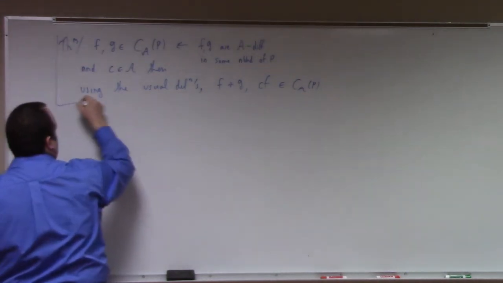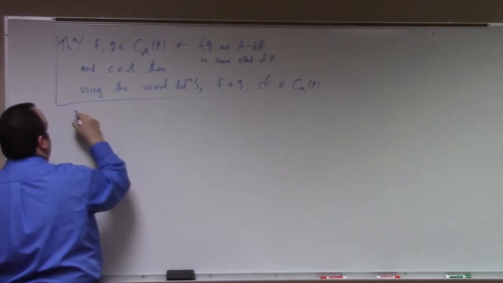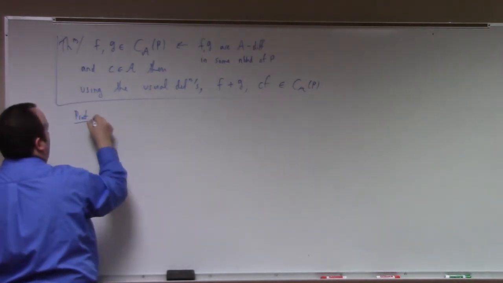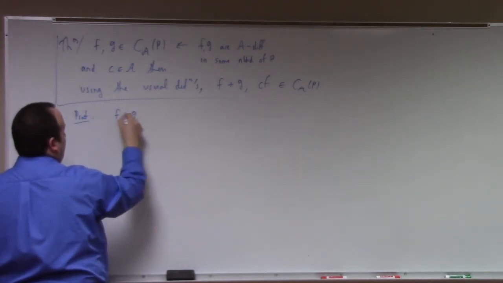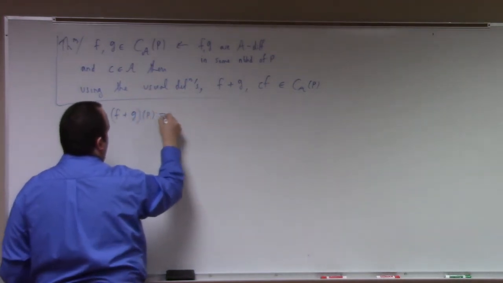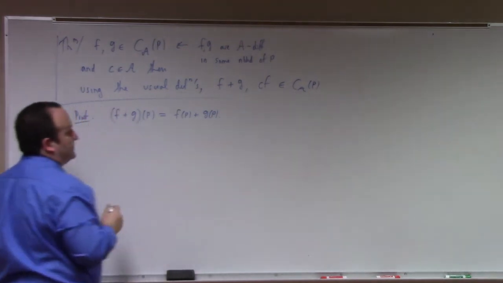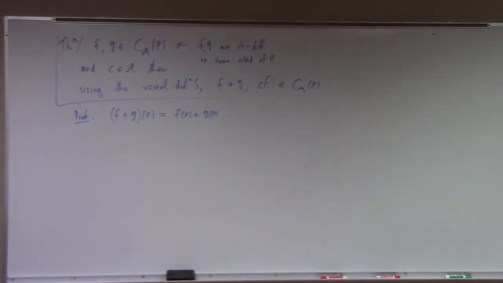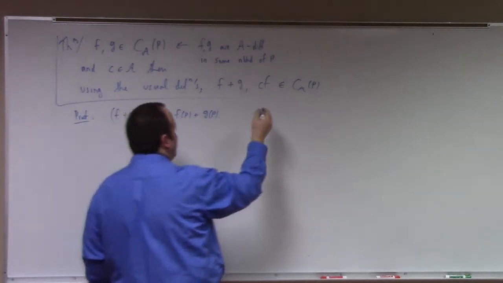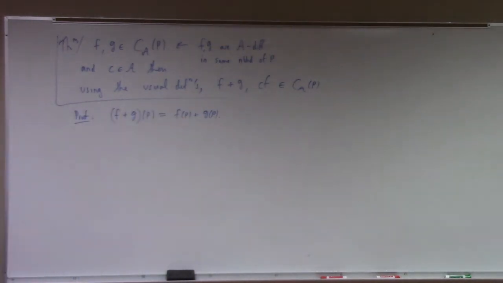So the usual definitions. Sorry not to be too boring here, but you know what I mean. f plus g of p is defined pointwise to be f of p plus g of p, right? No surprises there. And likewise, cf is defined pointwise to be c times... I mean, perhaps, oh, what's the word?